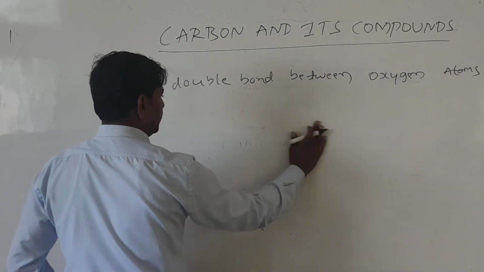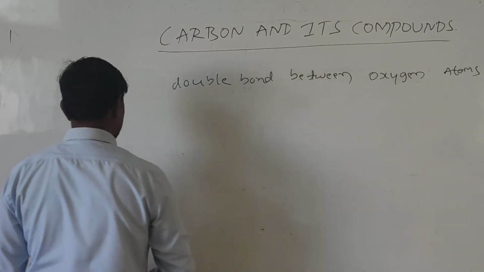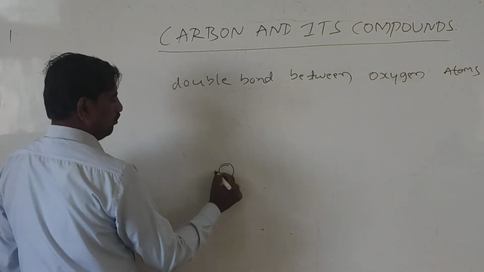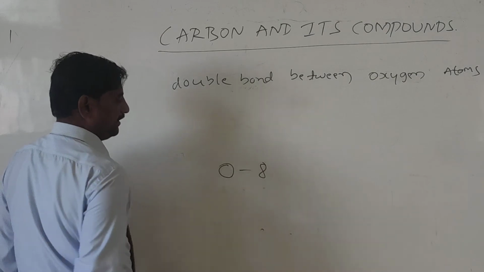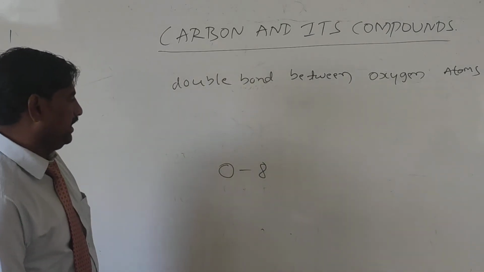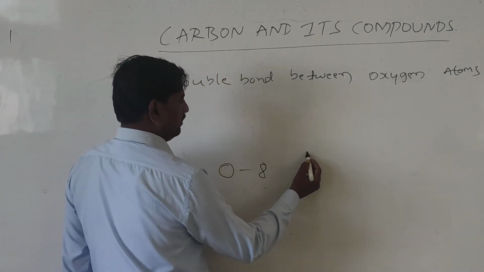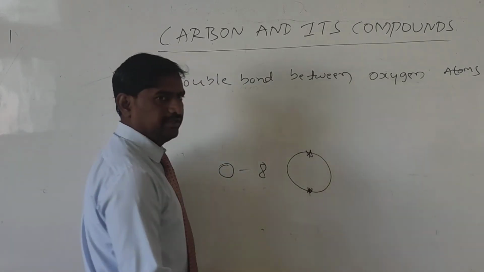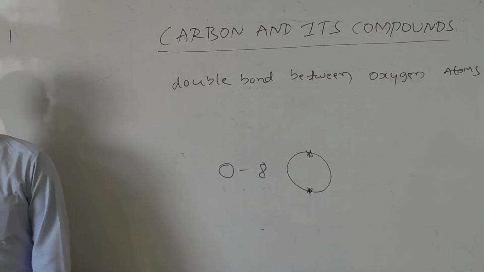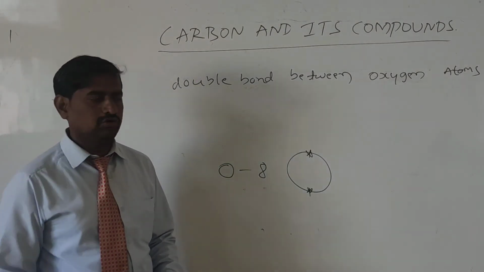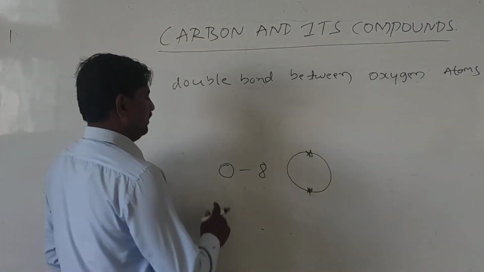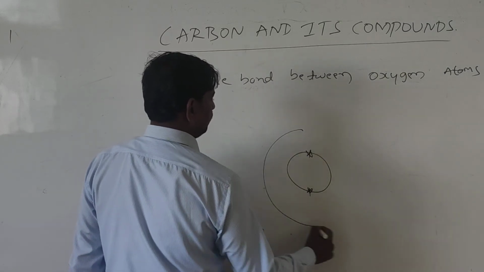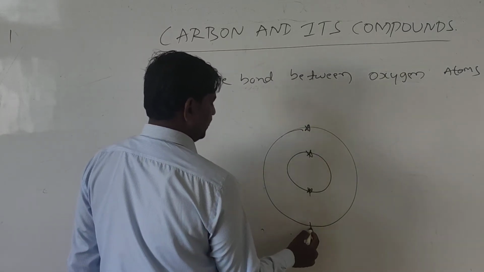Okay, double bond between the oxygen atoms. So oxygen, what is that here? Oxygen, O, has atomic number 8. In the first orbit there are 2 electrons, and in the outermost orbit there are 6.